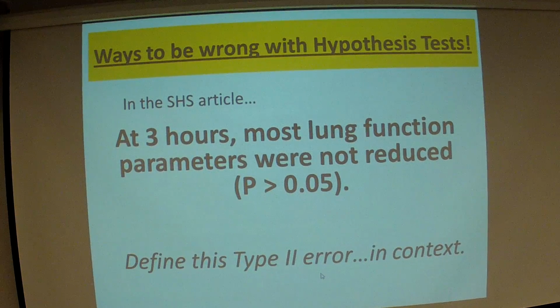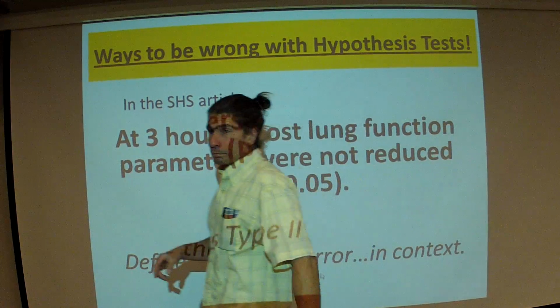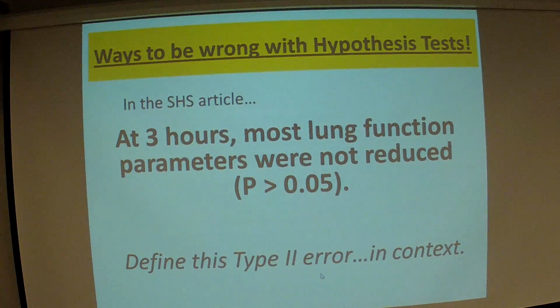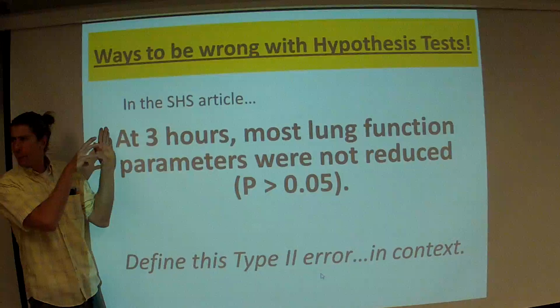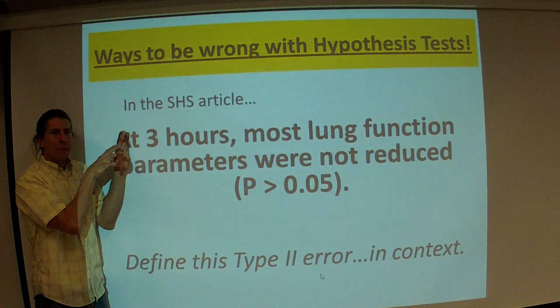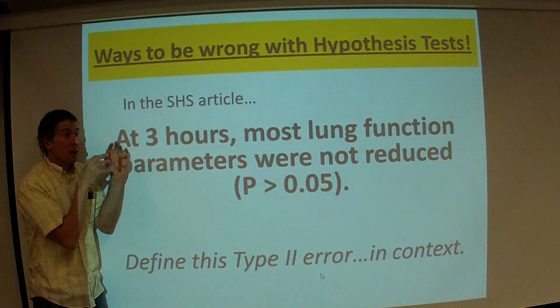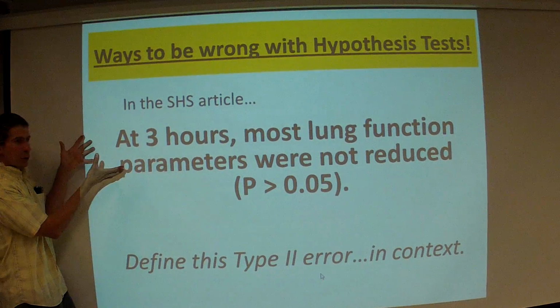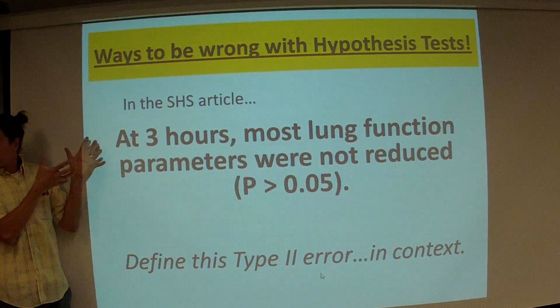Here's where we could have made a type 2 error. Can you see why this is a potential type 2 error? Give me one reason why this is a potential type 2 error. Remember that type 2 is false negative. What's the claim we're making right here? Nothing changed. No, we're claiming, what was in the null hypothesis for this one? Same thing. The same exact thing, which was lung function parameters do not decrease. Are we disagreeing with that, with the statement? No, we're actually supporting that.